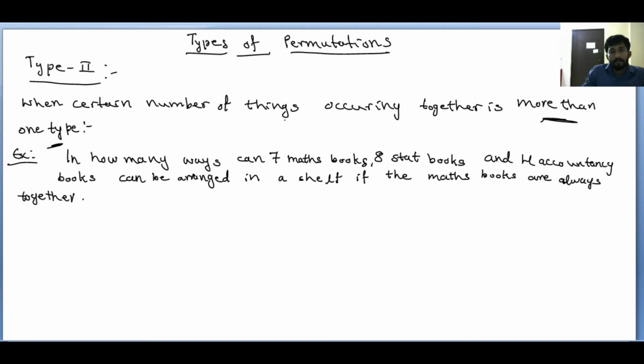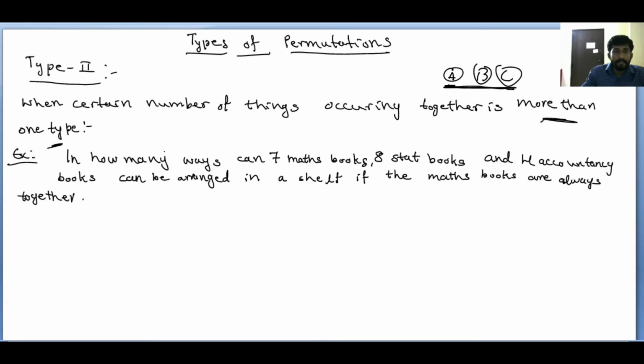There you solved problems like a photograph, where two persons always occur together. That is only one object, and that object is always occurring together. But here, see, not one object, that may be two or more objects. While doing the arrangement, that object always occurs together.